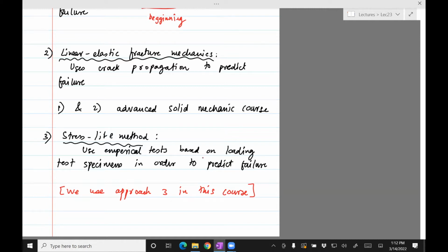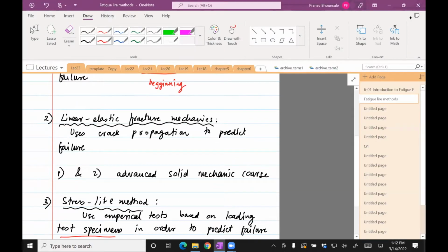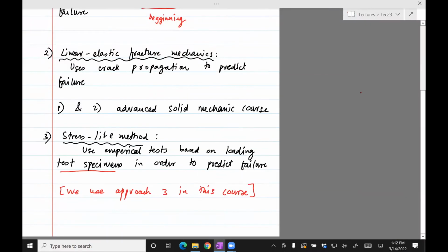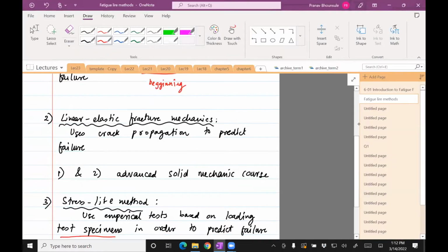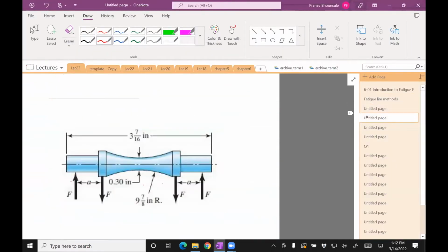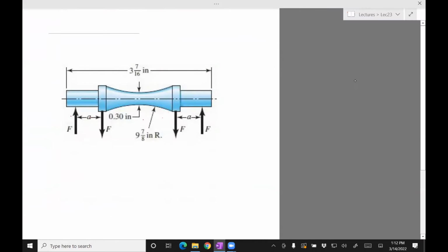As I said, this is based on test specimens. So here is an example of a test specimen.